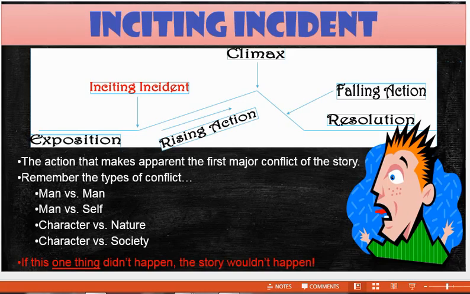For example, in Cinderella, if Cinderella didn't want to go to the ball, there would be no story. So the fact that the evil stepsisters got invited to the ball in the story Cinderella causes the whole story to take place. So think through the one conflict that takes place in the beginning of the story that causes the whole story to take place. That is called the inciting incident. Okay.